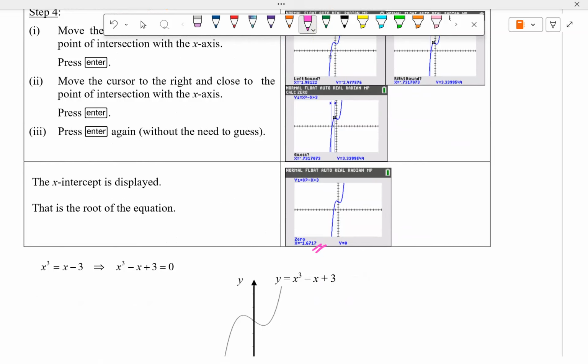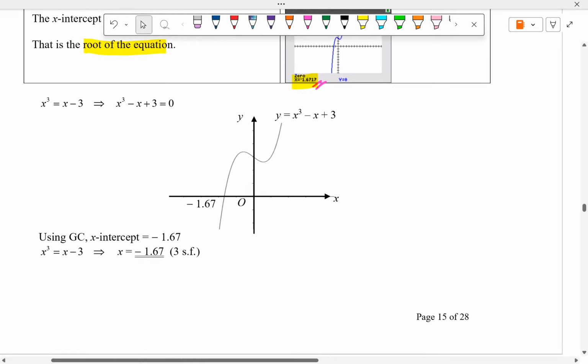But like I said earlier on, I don't want the coordinate of the graph. I don't want the coordinate of the x-intercept. You need to answer the question. The root of the equation is only the x coordinate. So using GC, x equals negative 1.67.